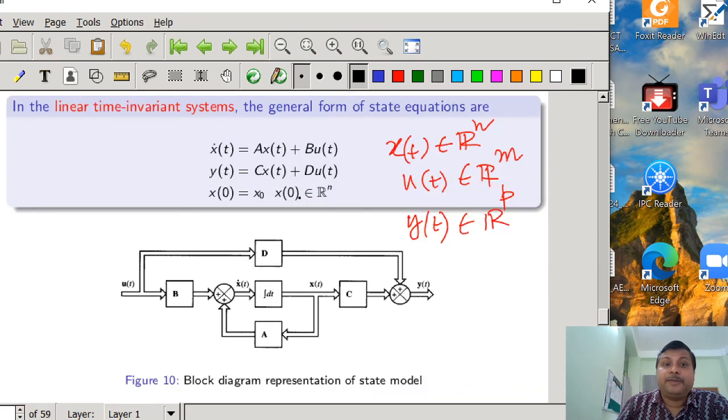Now where will you give the initial condition? To solve x(t) you are integrating, so here you need the initial condition x(0) to start the simulation or to implement the circuit. If you want to get the output y(t), only the input is not sufficient. You have to define the initial conditions of the state variables. So this is very clear using the block diagram representation.